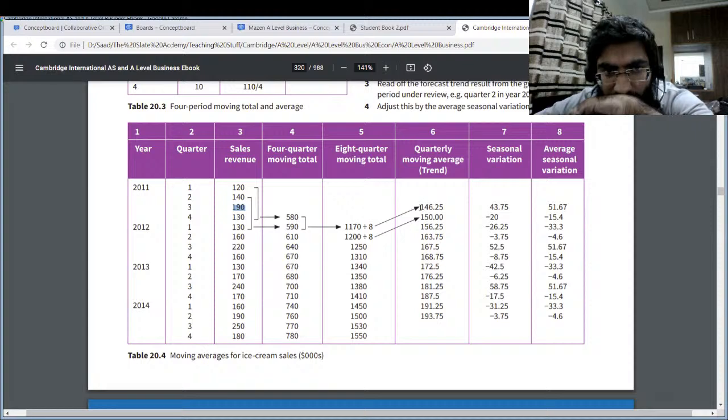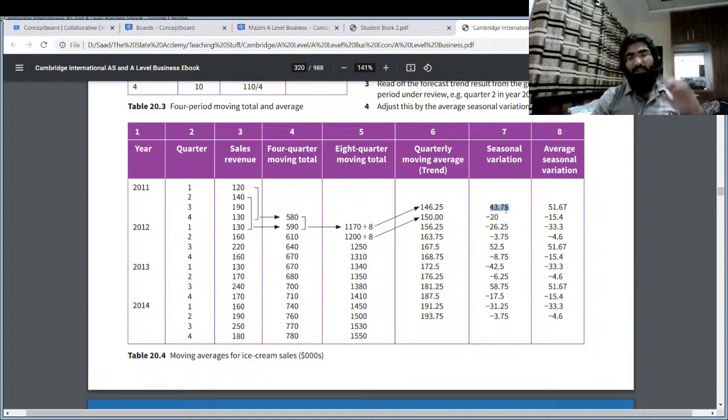Why 190? Because this quarterly moving average we wrote in front of the middle one, because this was for 8 quarters, right? So 1, 2, 3, 4, 5, 6, 7, 8. From this to this it was a sum, and the middle one is 3. So we subtract this 146.25 from 190, the middle one, and you get 43.75. This time in quarter 3, you got a seasonal variation of 43.75.